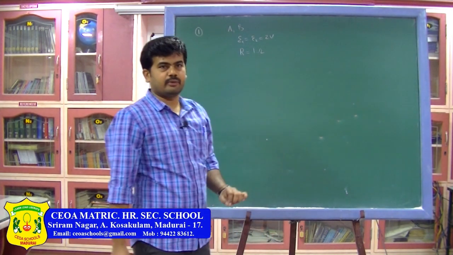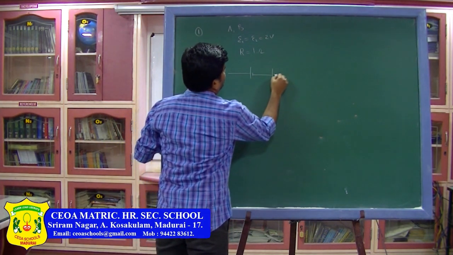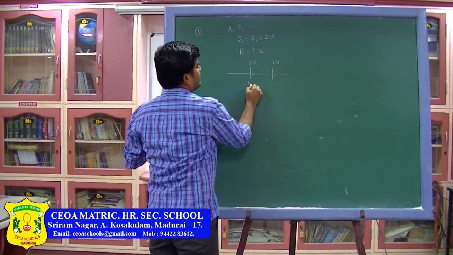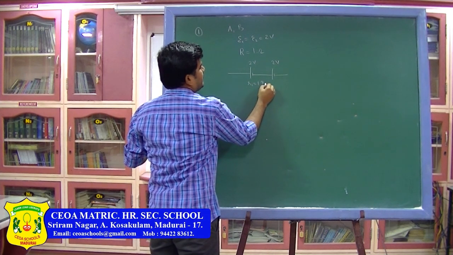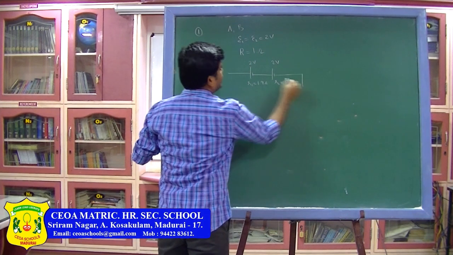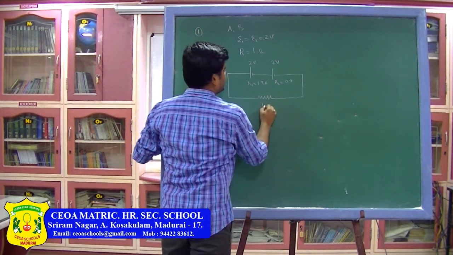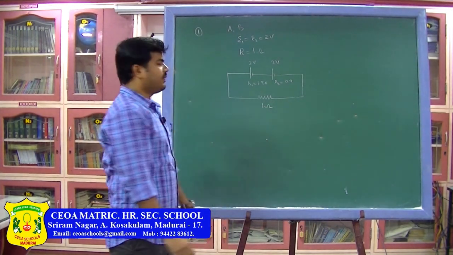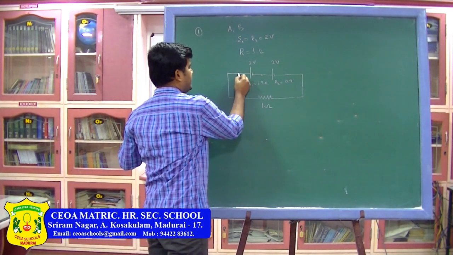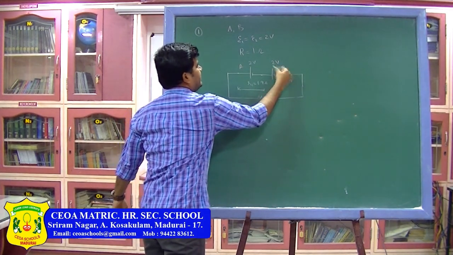Let me draw the circuit so you can understand. This is the circuit given. These are the two cells of EMF 2 volts each and their internal resistances are also given. First one 1.9 ohm, second one 0.9 ohm, and these two cells are connected in series to an external resistance of 1 ohm. Now, find the potential drop across the terminals of the first cell, cell A. This is cell A and this is cell B.